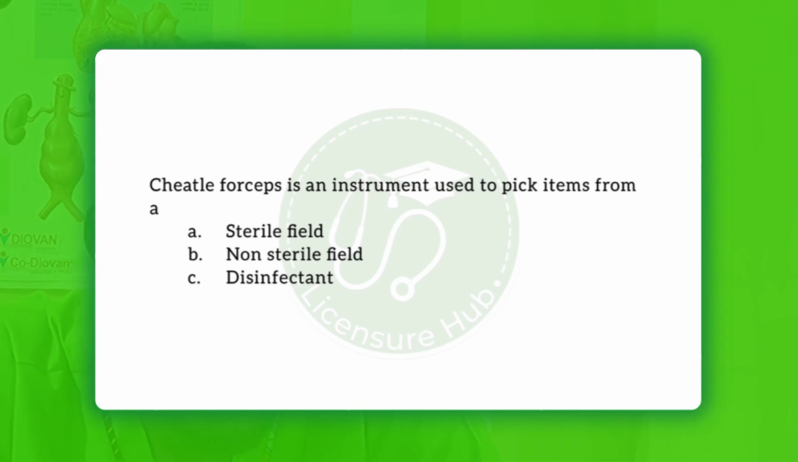Next question. Shuttle forceps is an instrument used to pick items from A, sterile field, B, non-sterile field, C, disinfectant. Back in our various nursing schools, specifically when you are doing wound dressing, there is a drum that contains a very long forceps, which we call the chisel forceps, which is used to hold the green towel, which is a sterile towel, and open a sterile field.